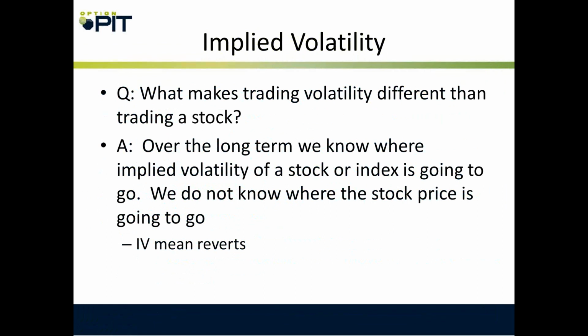So, implied volatility. What makes trading volatility, which is what I'm going to teach you to do, that's what the VIX is, different than trading a stock? And the answer is, over the long term, we know where volatility of a stock or index is going to go. We do not know where a stock price is going to go. There is this mean reverting quality of implied volatility, and all volatility really. Mean reverting means when it goes really high, it will fall, and when it stays really low for a while, it will get higher.